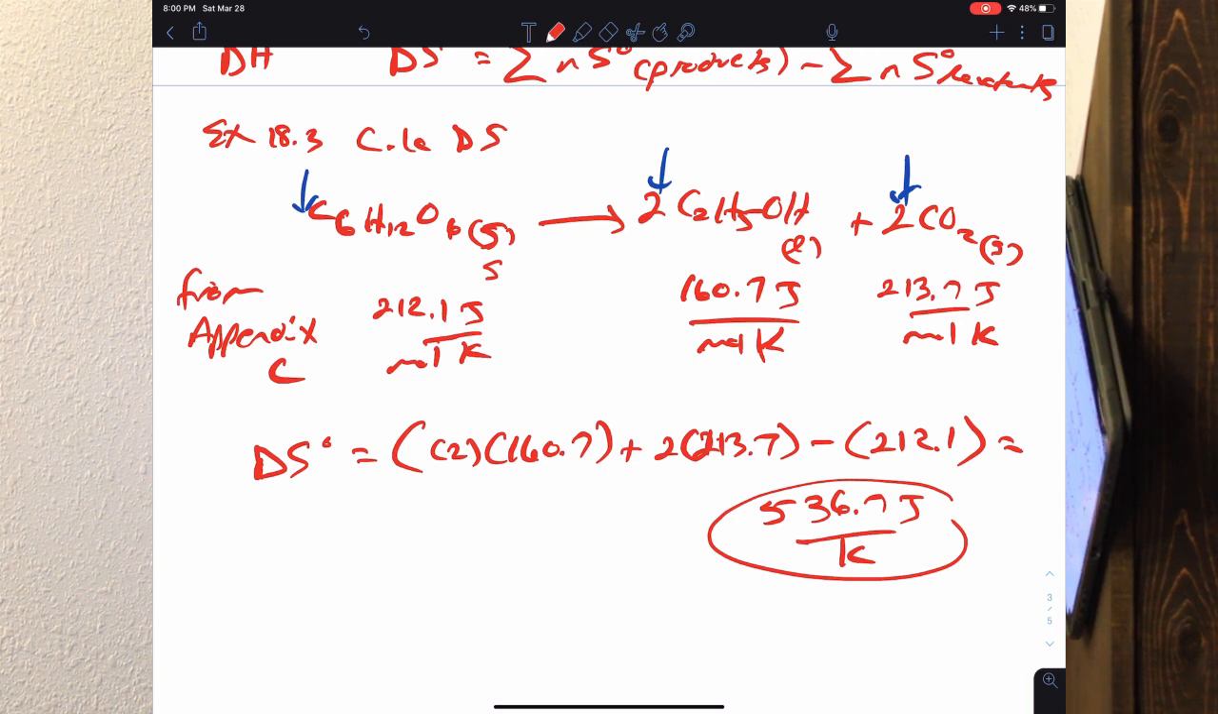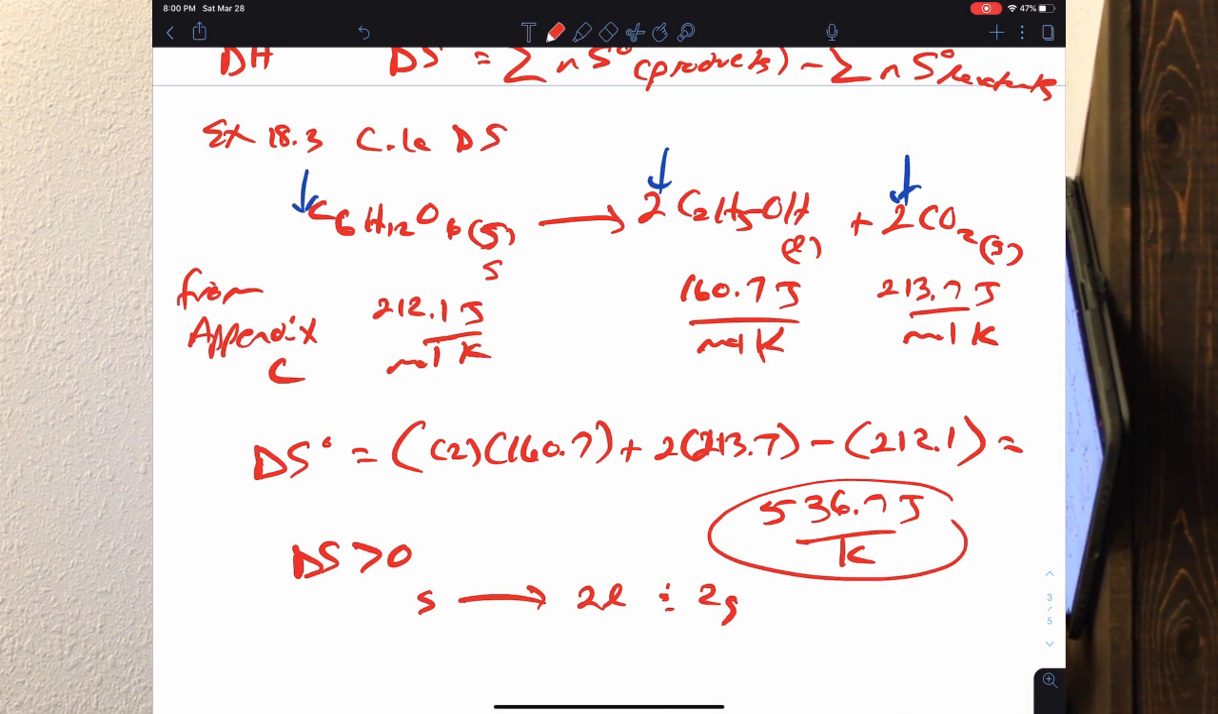So that's a positive entropy, so delta S is greater than 0. And you might expect that from this reaction, right? Because a solid goes to 2 liquids and 2 gas molecules. So one molecule basically gets split up into 4 different molecules, and 2 of those are gases and 2 are liquids, which are both of higher entropy than solids, so delta S should be positive for that reaction. Okay, and we'll stop there.